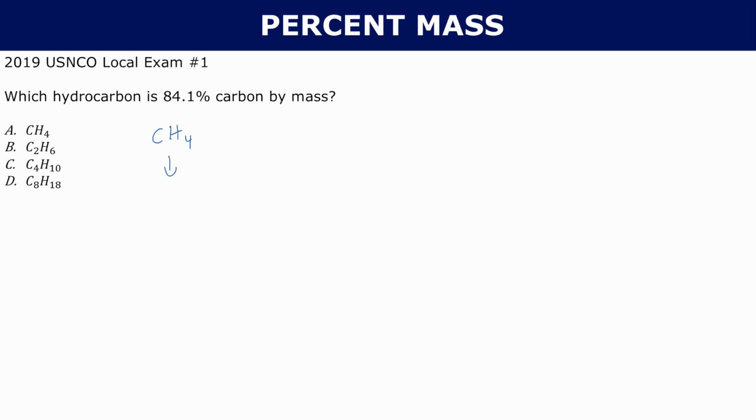Mass percent is going to be the mass of the element over the mass of the entire compound. So if we have 1 mole of this compound, carbon is going to take up 12 grams, and the total mass is going to be 16 grams. That's the molar mass. And we multiply this number by 100%, and you realize carbon is 75% in this compound. So clearly CH4 is not our answer.